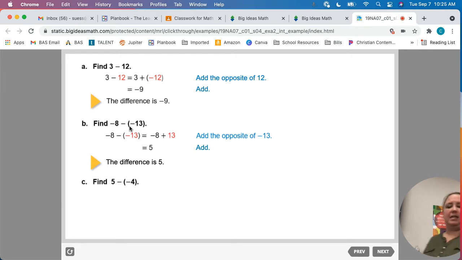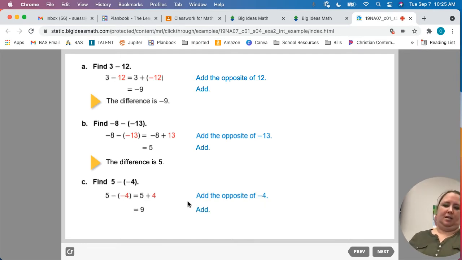All right, let's look at C. Find the answer to 5 minus a negative 4. What do we have here again? The face. 2 negatives next to each other make a positive. So this is effectively saying 5 plus 4, which is 9. So the difference, even though we added, the difference here is 5 minus a negative 4 equals 9.